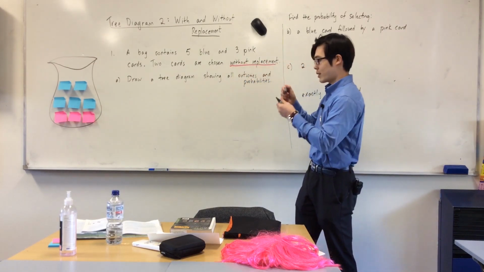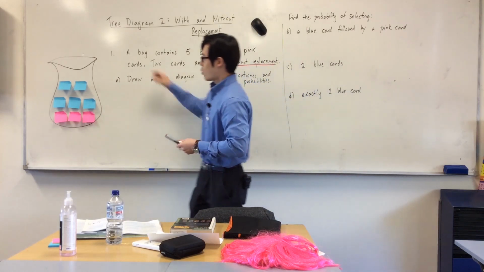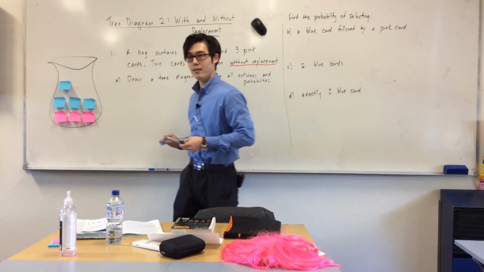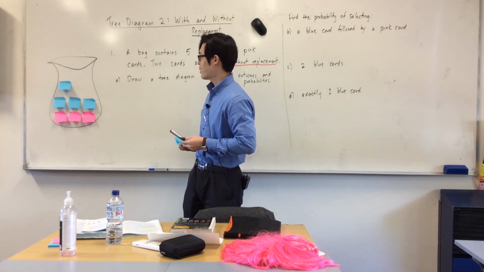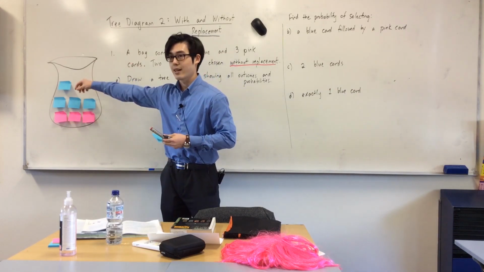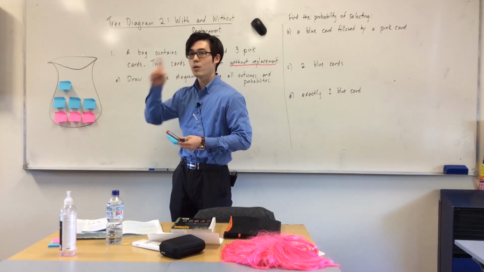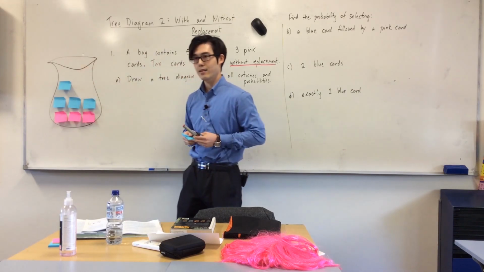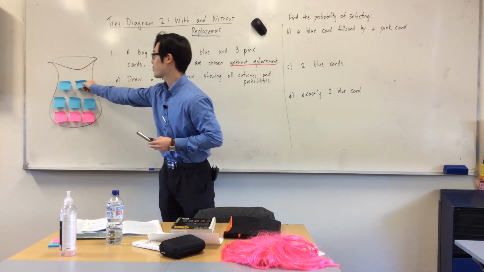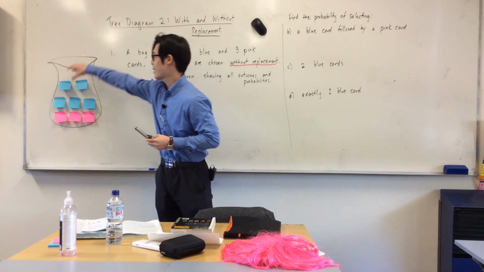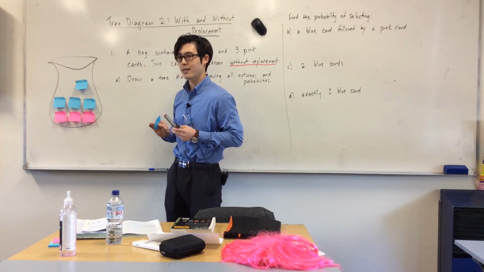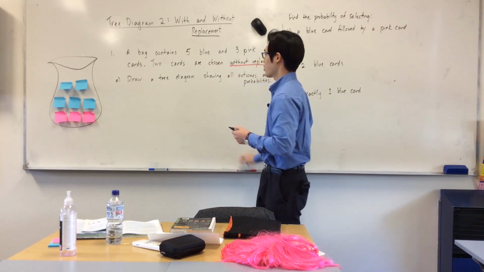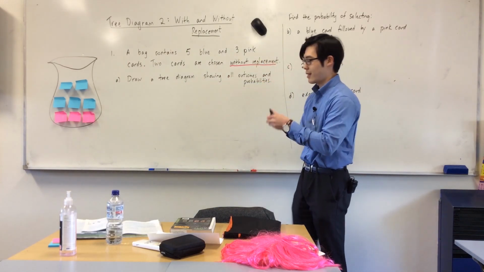What that means, without replacement, is when you pick one card out of the bag, for my second card, you pick another card. That's without replacement. With replacement is if I pick out a card, for my second card, I put the card back in and then I pick another card. Does that make sense? Alright, so draw a tree diagram showing all outcomes of possibilities.